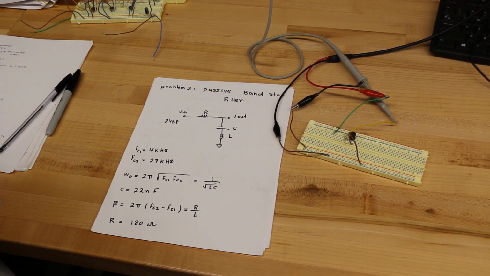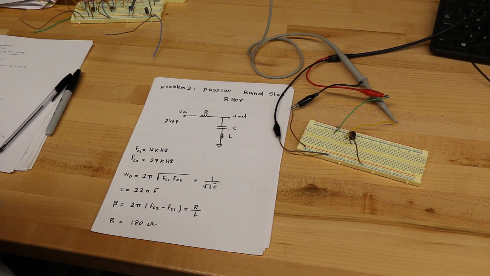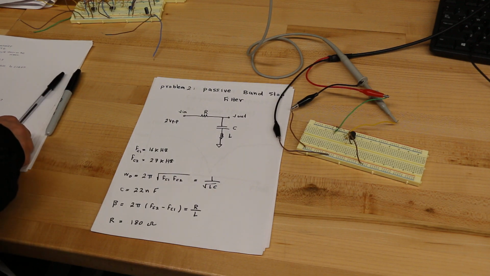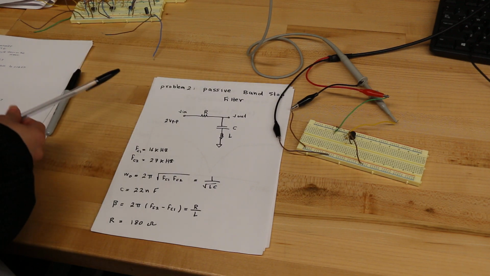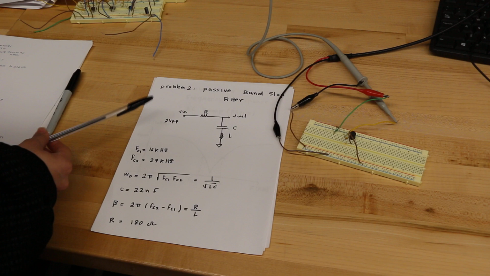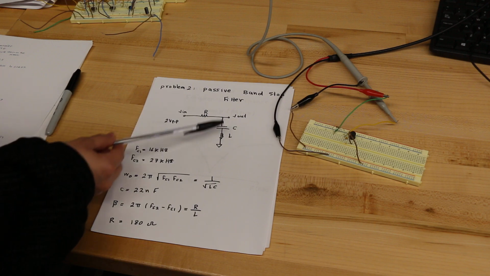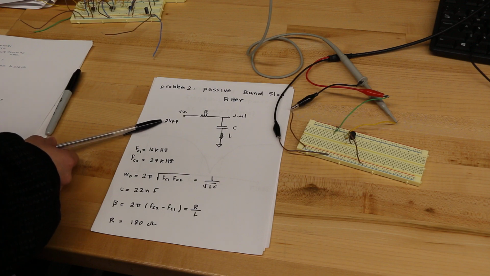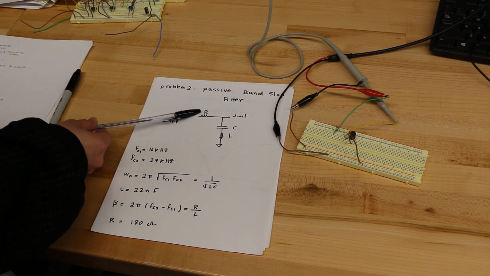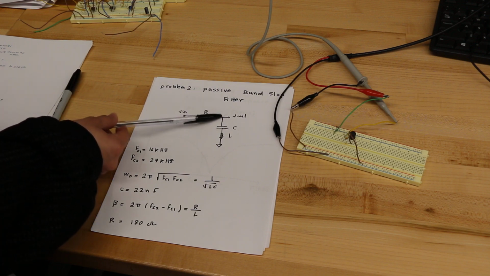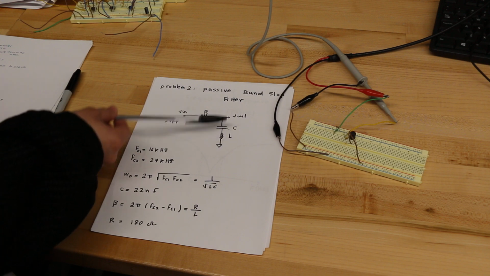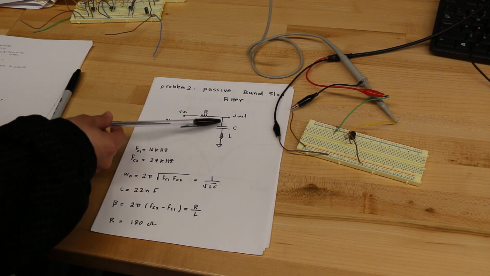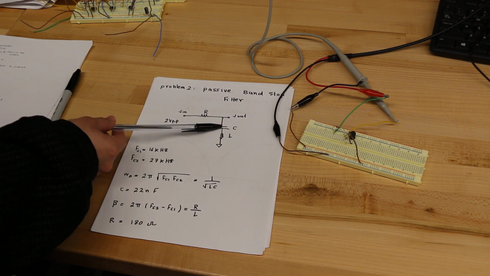So for problem 2, it's about the passive band stop filter, and the passive filter contains only passive elements R, L, and C. So the input from the function generator that gives 2 peak to peak is connected to the resistor, and then in series with L and C, and the output is measured across the capacitor and the inductor.